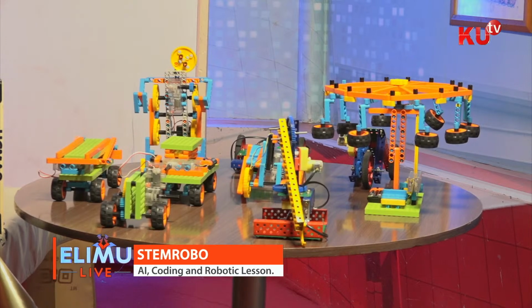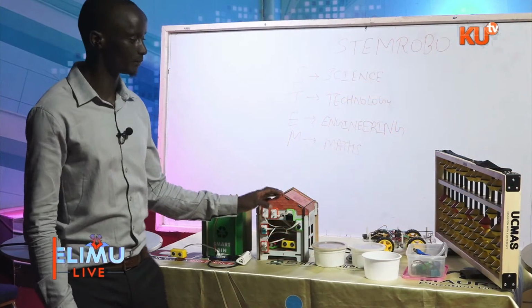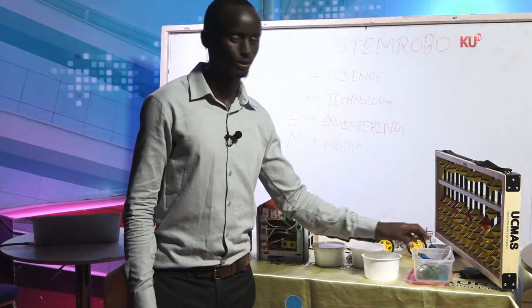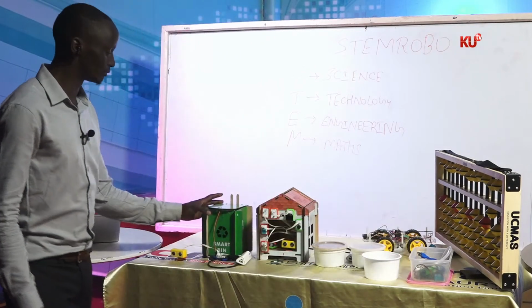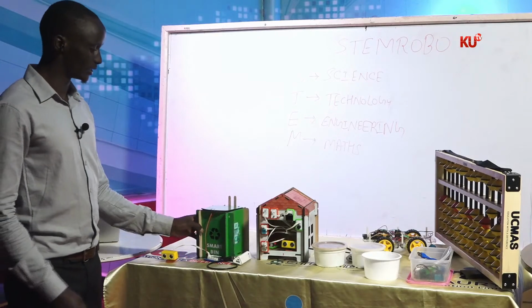After we are done with Scratch, I'm going to introduce you to robotics. In robotics, we have various projects that we have made. The first project we have here is called a smart bin. The next project is called a smart house. Then here we have another project which is called a smart water plant system. I start off by introducing the smart bin here.